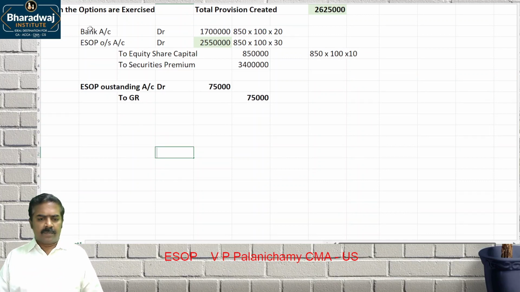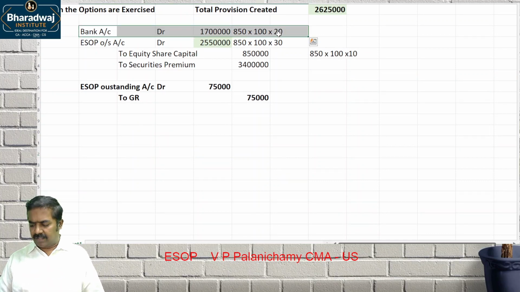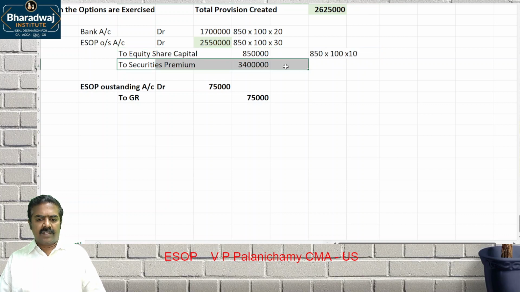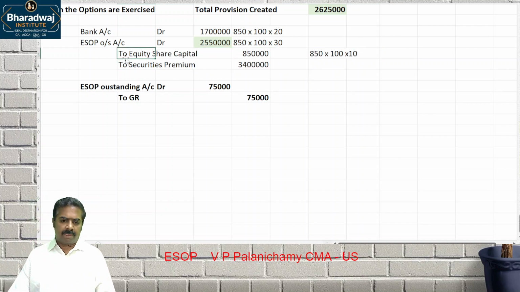See, always the money collected goes to bank account debtor. 850 into 100 into 20, ESOP outstanding account debtor 30 to capital, to which one? Securities premium.